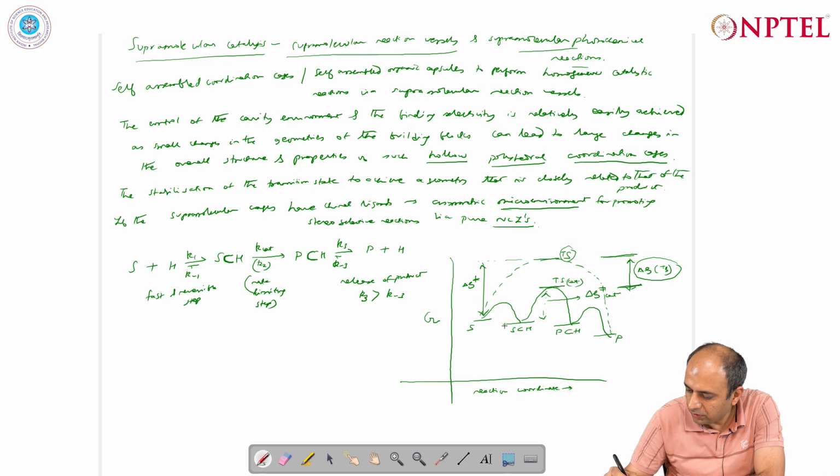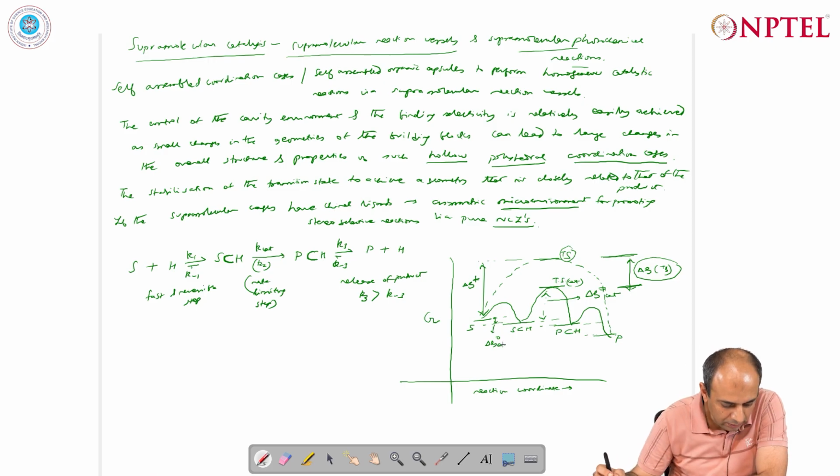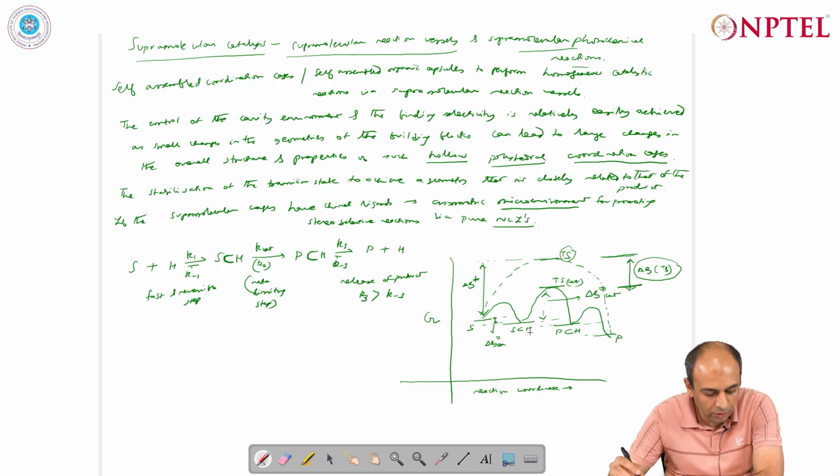And compared to the starting material, the intermediates which are formed are slightly stabilized. They are also slightly stabilized, and finally, the product is much more stable compared to the starting material, and this stability difference is referred to as delta G0 En, where this tells you the small change in Gibbs free energy accompanying the formation of the substrate with the host. So, overall this is the profile of the reaction.